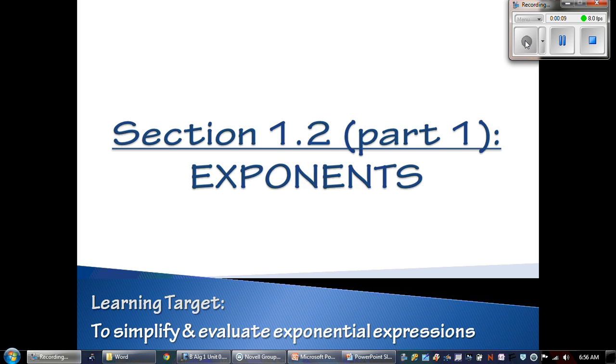Today we're talking about exponents. Our learning target today is to simplify and evaluate exponential expressions. Now, we do not have notes for you guys, but I do have the slides printed out on the website if you guys want to do it that way. Otherwise, just take out a sheet of paper.